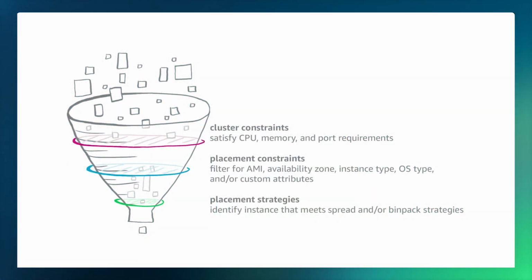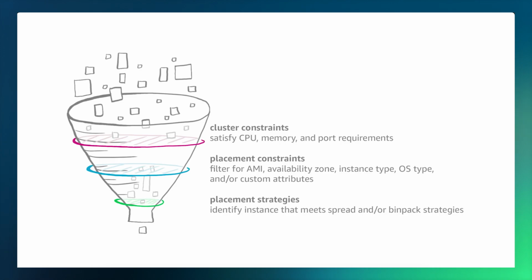Previously, if you wanted to have a custom placement, you needed to make the decision yourself and call the Start Task API or write your own scheduler. To make this easier, we created the task placement engine. The instance selection process can be viewed as a funnel with layers of filters. All of the instances go in and only one comes out.